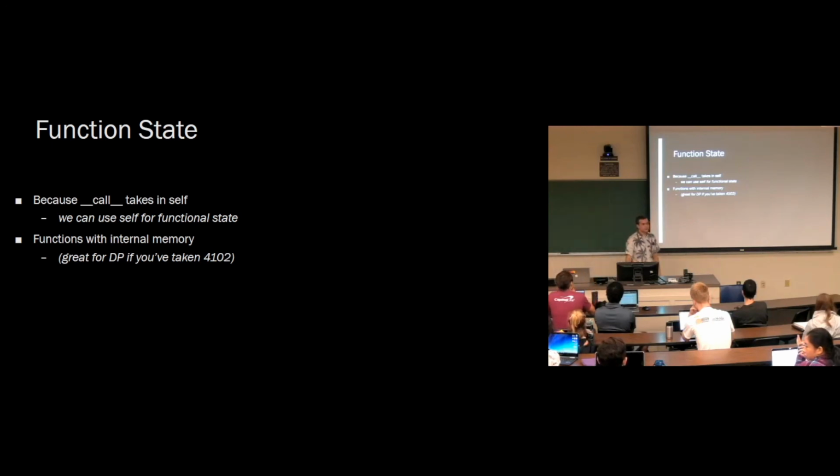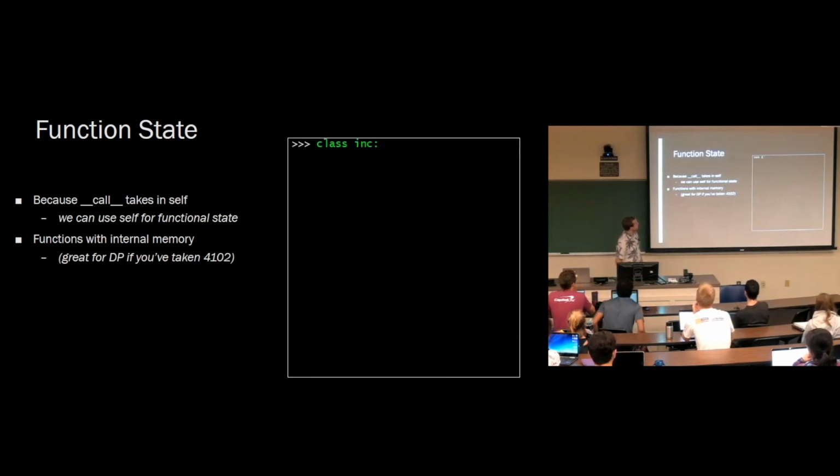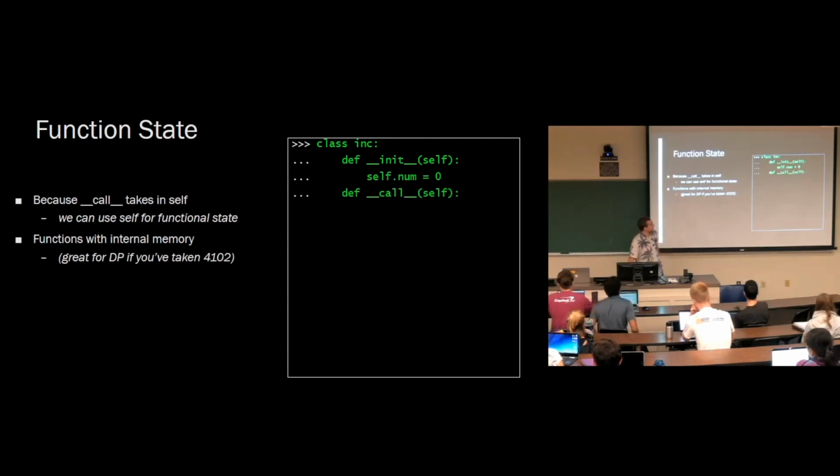And this allows us to have functions with memory, which is, who's taken algorithms? This is great for dynamic programming. So here's an example of a function with state. We've got a class, inc, and we have an init, and we're just going to set the num attribute to 0. And then we're defining a call method. It takes in self, because all methods take in self. We increment the num, and we return it.